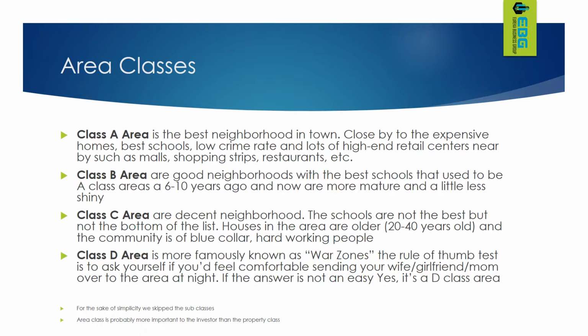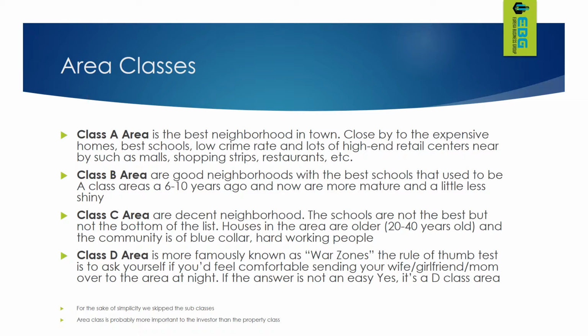Class C area is really where there's a lot of property that fall into this category. These are usually the decent neighborhood, older 60s, 70s, 80s areas, the older parts of town. The schools are not the best in town, but they're not the bottom of the list. They're pretty decent. The community that lives in this area is usually blue collar people, lower income. It's not below poverty, but it's not the IT crowd that gets paid way above average.